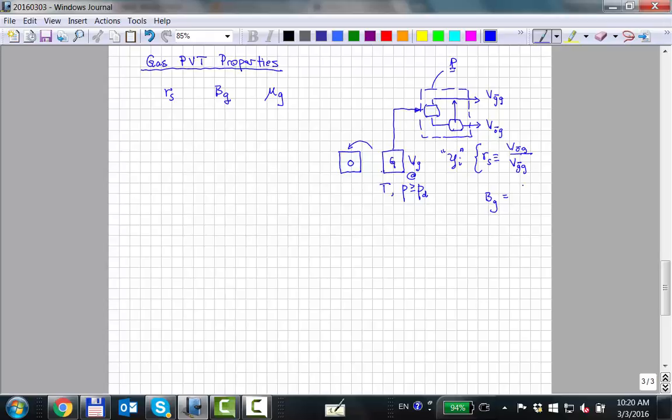The gas formation volume factor is going to be defined as the gas volume at temperature and pressure divided by what we end up with as gas at the surface. It's called the gas volume factor.